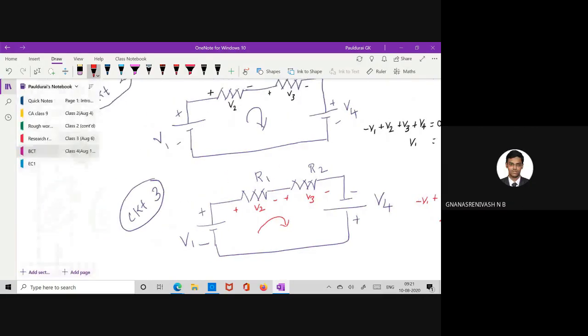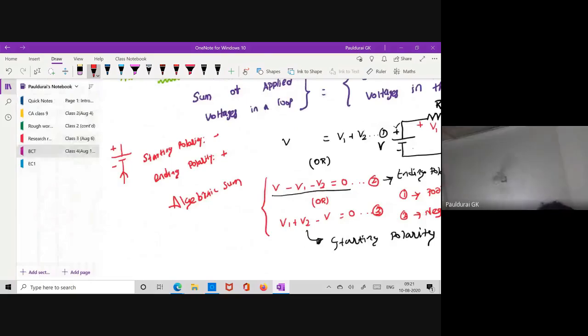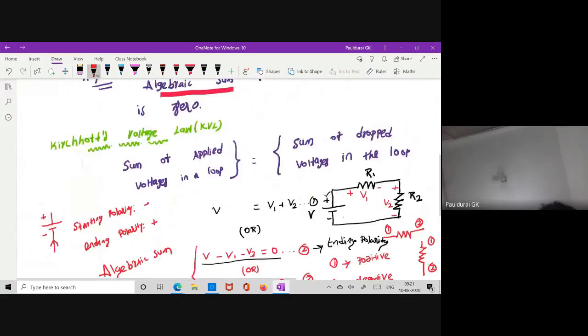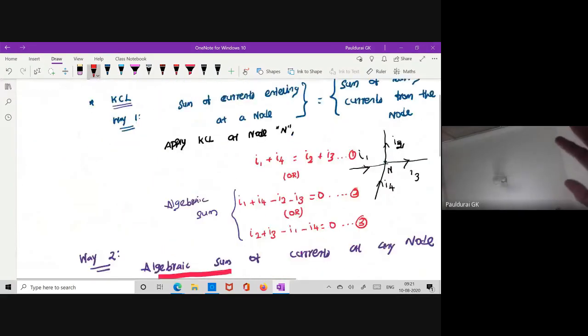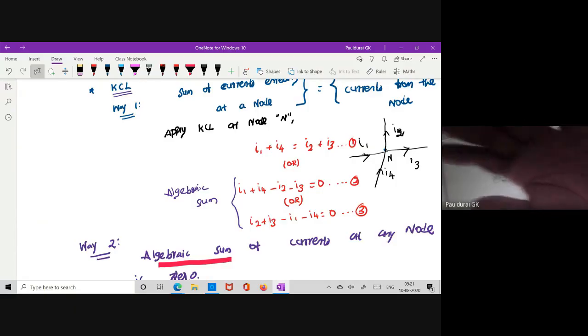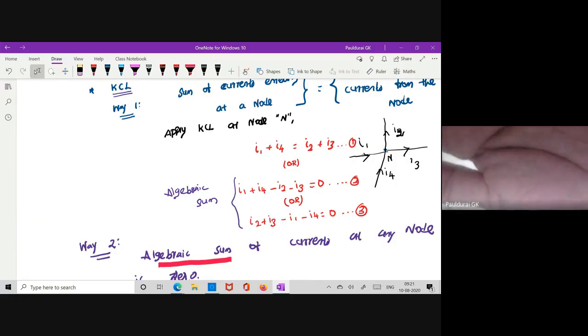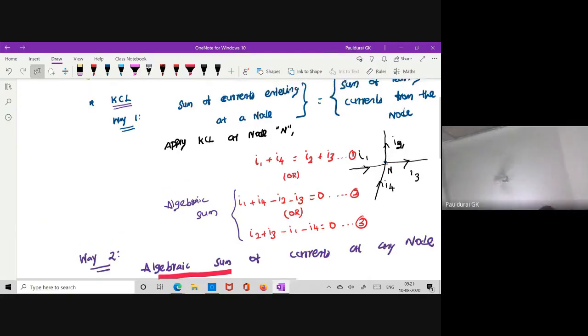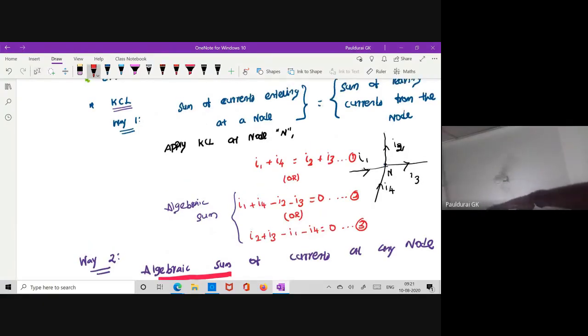Yes, sir. So listen. In KCL actually we have two ways, right? Which one are we going to follow? Way 1 or way 2? We are going to follow way 1. Which one are we going to follow? Way 1, okay, because it is easy to find whether the current is entering or leaving.